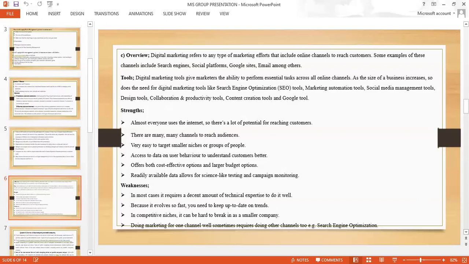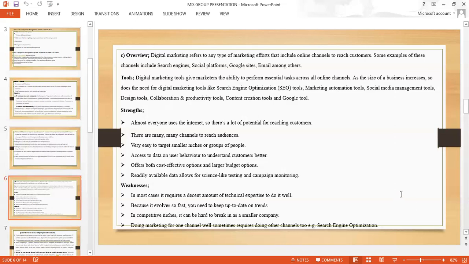Almost everyone uses the internet, so there is a lot of potential for reaching customers. In digital marketing, there are many channels to reach audiences. It is also easy to target small niches or groups of people. It also offers access to data on user behavior to understand customers better. It offers both cost-effective options and larger-scale ones.